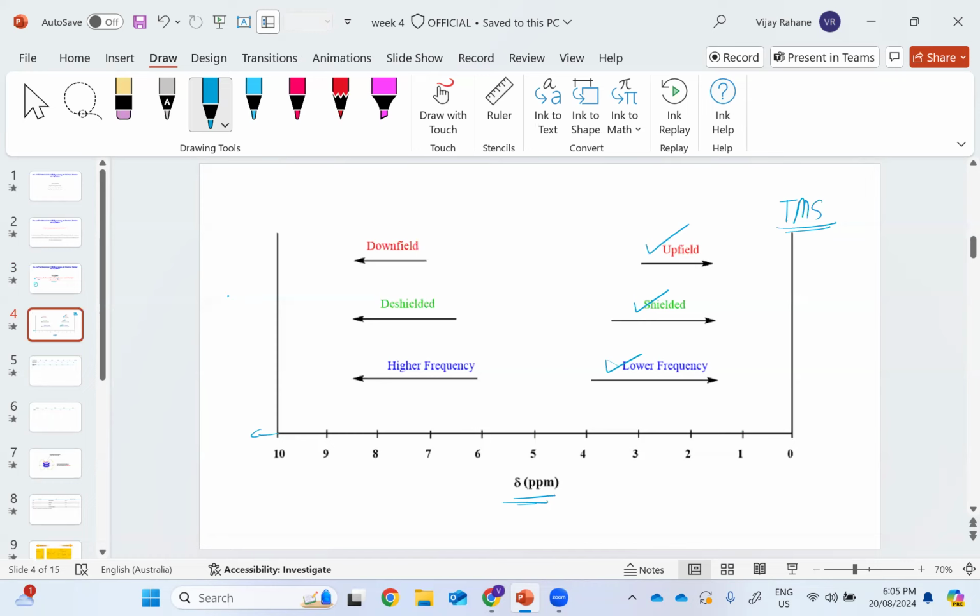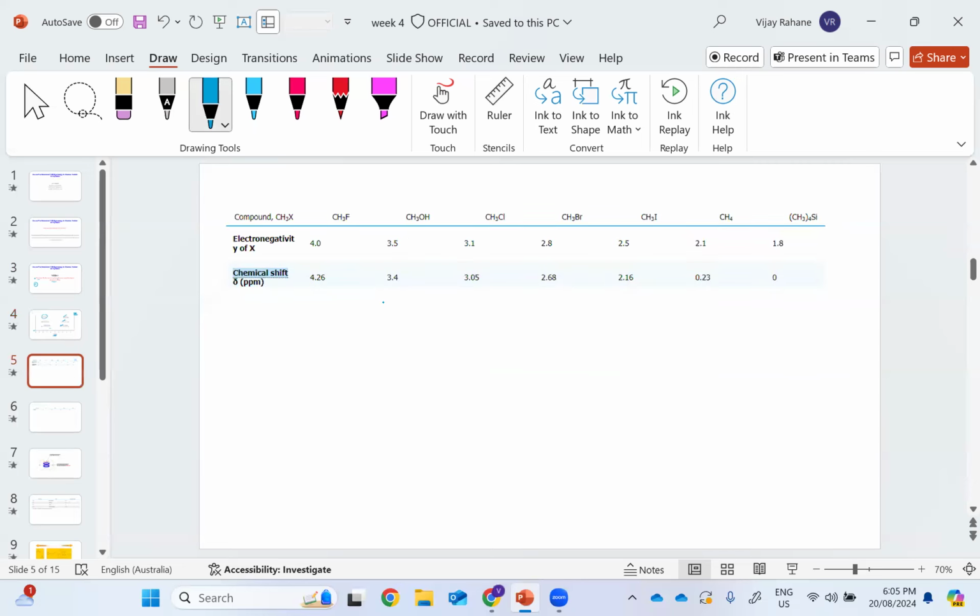Similarly, the region where the delta value is more than 5 or 6 ppm, we call the high frequency region, or the deshielded region, or the downfield region. So this region we call the downfield region, and now we look at some problems.